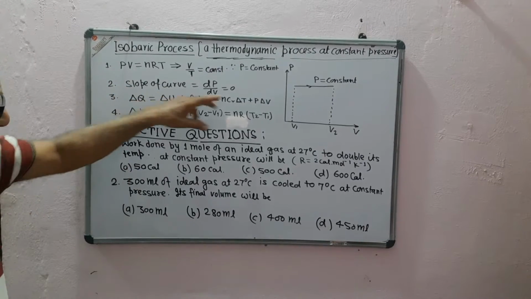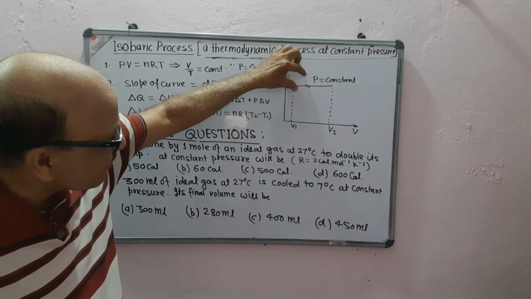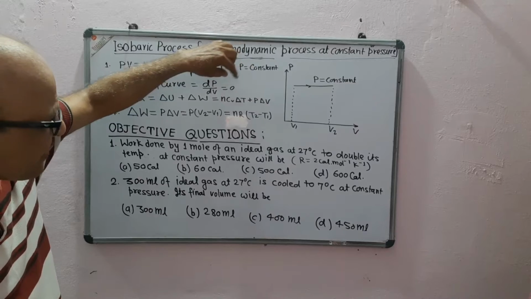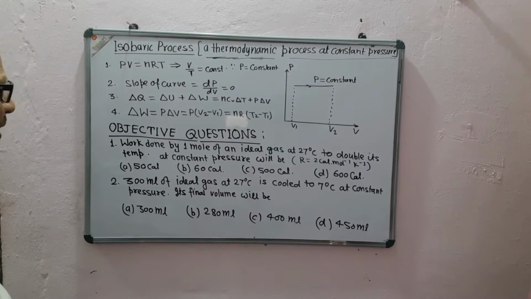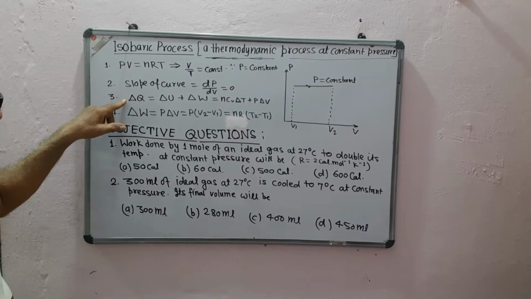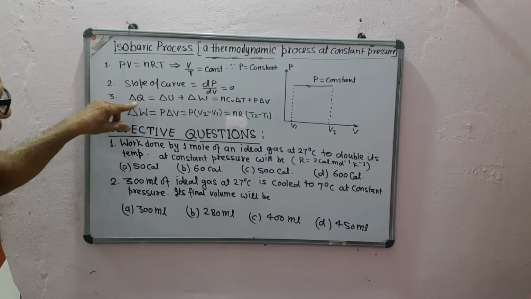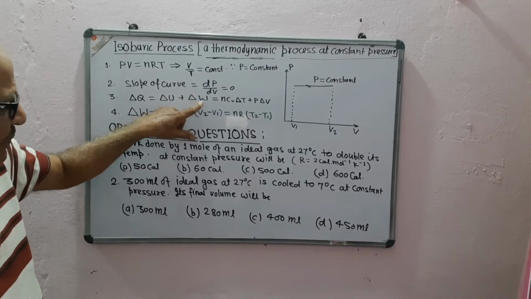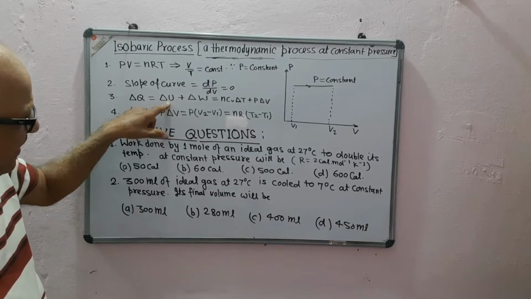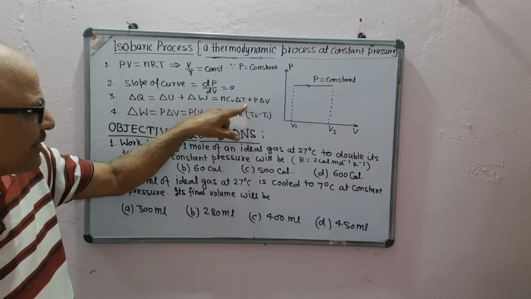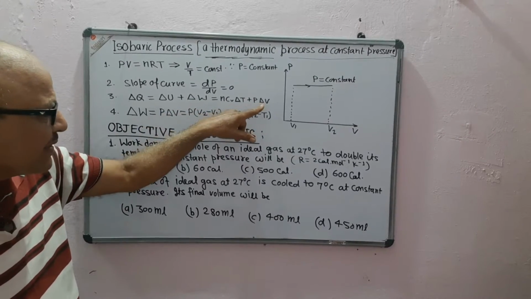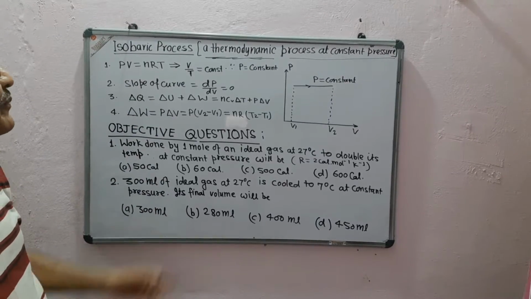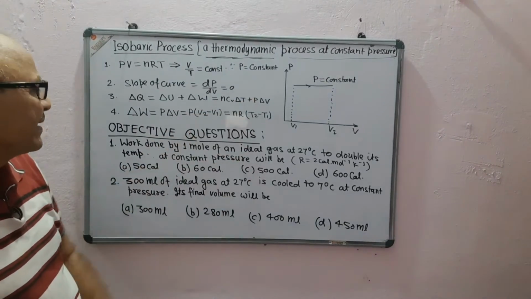Now the slope of the curve. The slope of this curve will be dP upon dV, and because dP is 0 as P is constant, the slope will be 0. From the first law of thermodynamics, the heat supplied to the gas dQ is equal to the internal energy change plus the external work done. Internal energy change is nCv dT and external work done is P dV. So dQ = dU + dW, which is nCv dT + P dV.